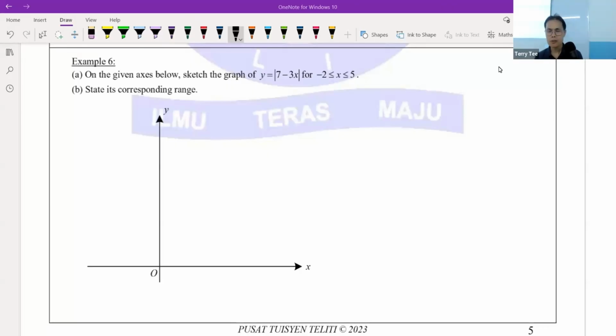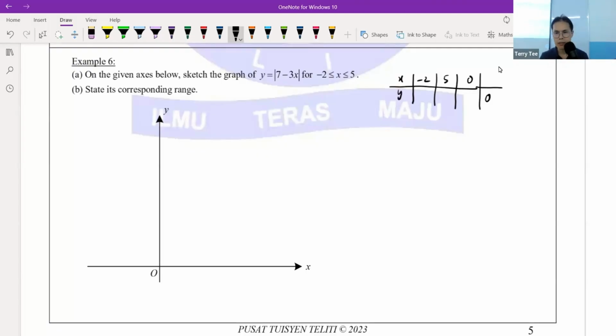So here we're drawing modulus of 7 minus 3x. Okay, so for me, I will always use a table of values. I would start off with the smallest x value, which is minus 2, and the largest x value, which is 5. Then I'll put x equals 0 and y equals 0, because x equals 0 represents your y-intercept, and y equals 0 represents your x-intercept. Okay, can we substitute inside?